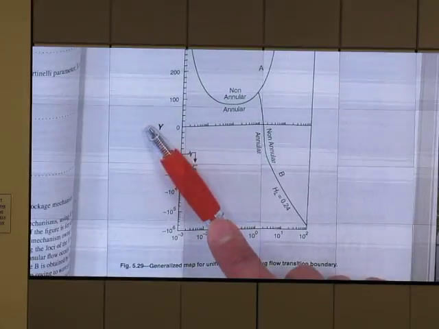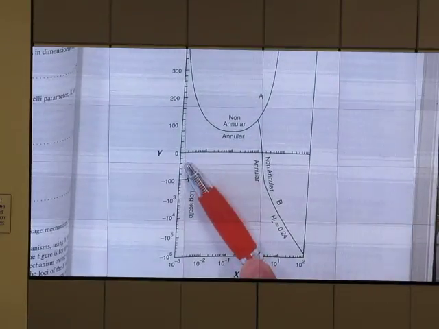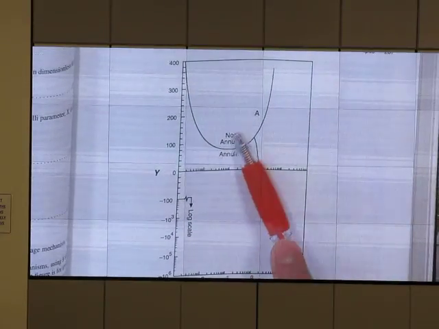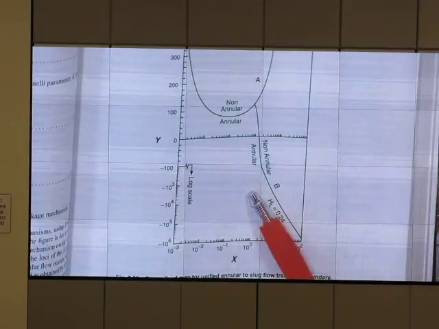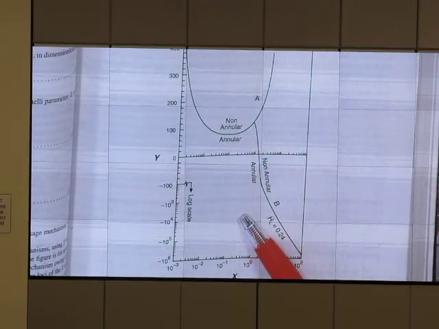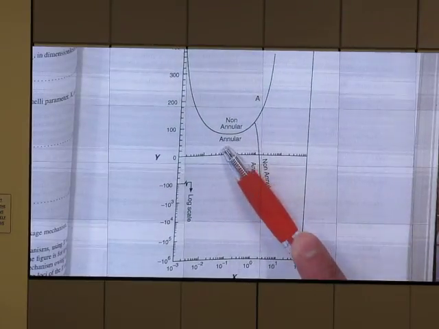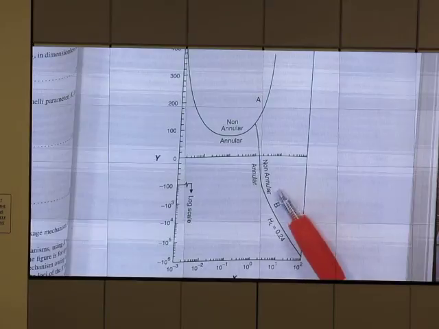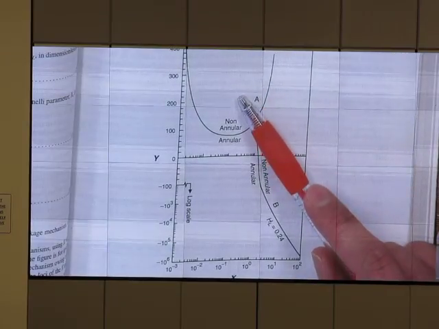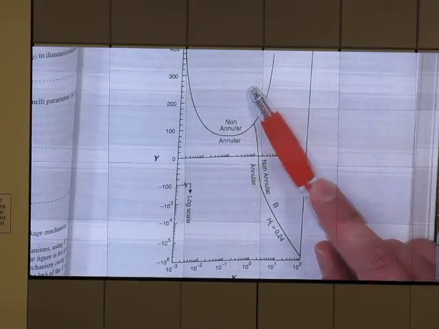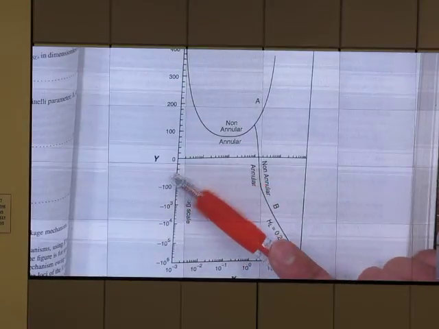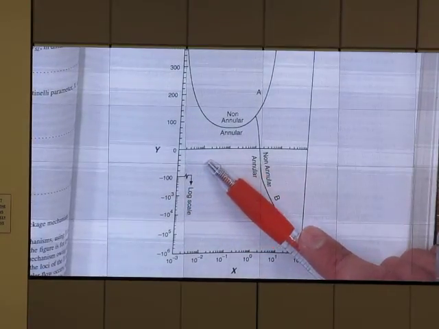So this is X and Y. 0 means horizontal. This part is upward flow, downward flow. So this is for unified transition J. This part of the graph is annular flow. This part of the graph is not annular. Okay. If you use this graph directly, you can tell whether it's annular flow or not.